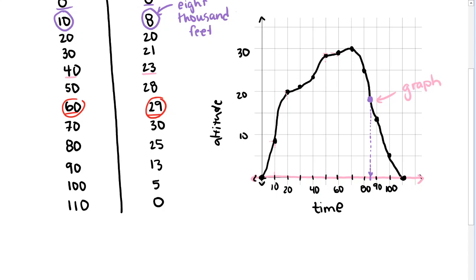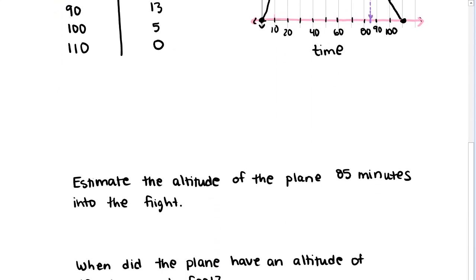What's the altitude? I think it would be safe to say that the altitude is just below 20. This line here is meant to represent 15, right? It's right in between 10 and 20. And so this is closer to 20 than it is to 15. I think it'd be safe to say that the altitude is 18. That's a good estimation. So here, the altitude of the plane 85 minutes into the flight, I think it's approximately 18,000 feet.